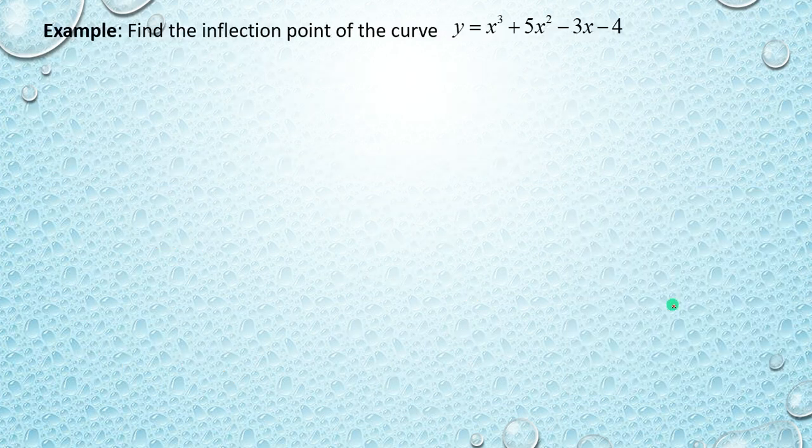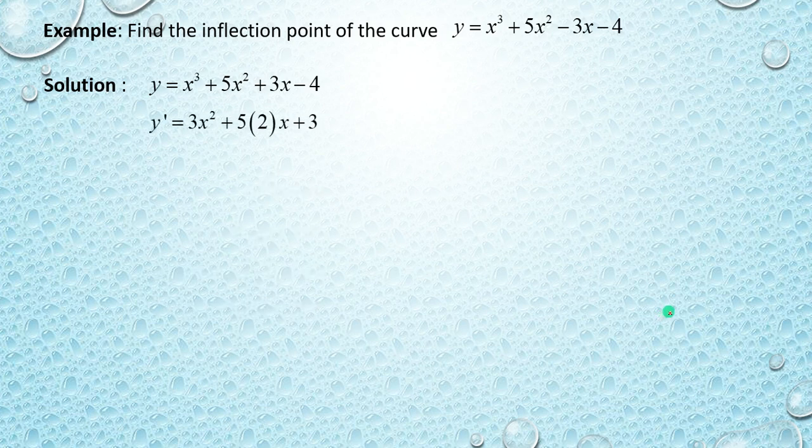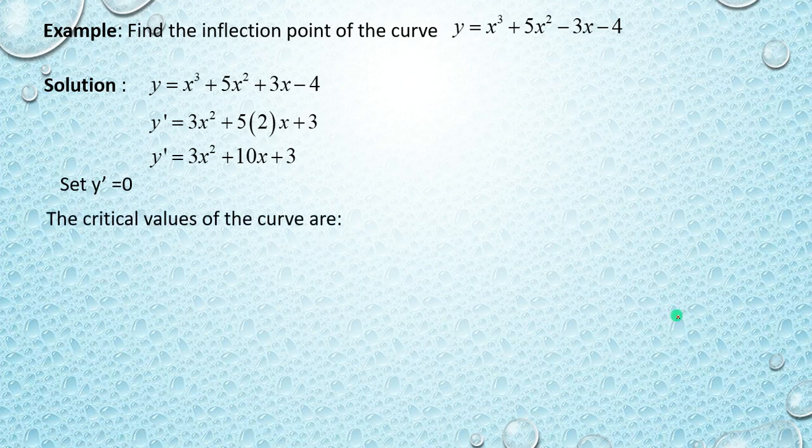Another example, find the inflection point of the curve y equals 2x cubed plus 5x squared plus 3x minus 4. We have the solution. Same procedure as the other example. First we find the first derivative. So the first derivative is 3x squared plus 10x plus 3. Then we set the first derivative to 0. Then find the critical values of the curve: negative 1/3 and negative 121 over 27, and negative 3 and 5. It's two values of x and two values of y.